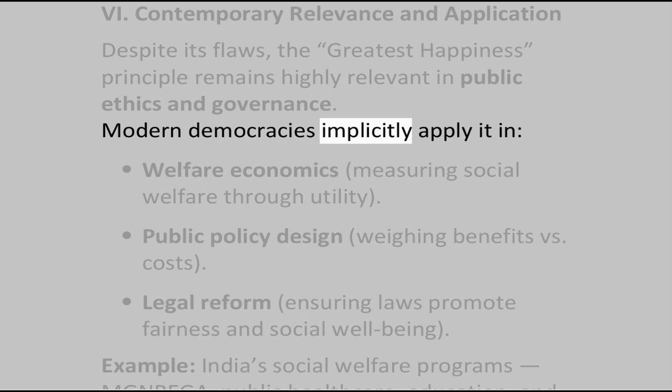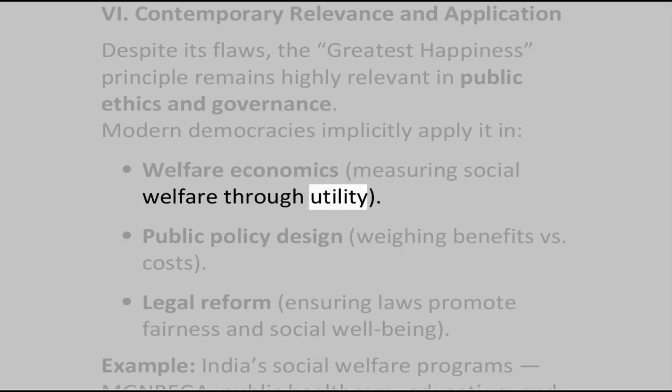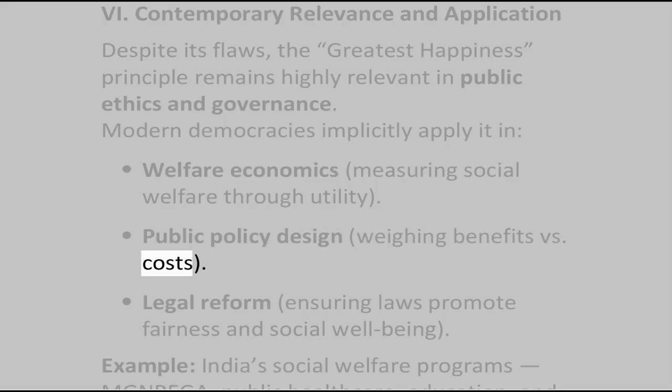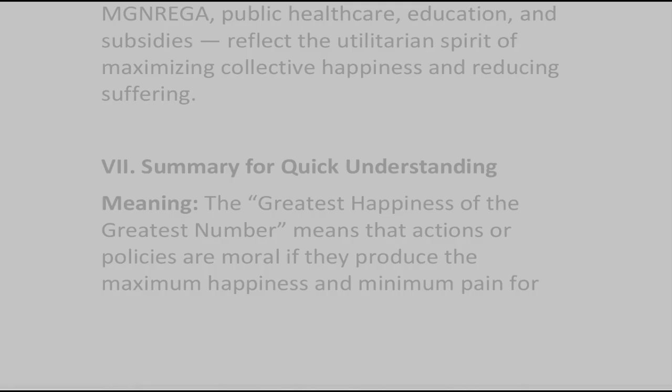Modern democracies implicitly apply it in welfare economics, measuring social welfare through utility. Public policy design, weighing benefits versus costs. Legal reform, ensuring laws promote fairness and social well-being. Example: India's social welfare programs, MNREGA, public health care, education, and subsidies reflect the utilitarian spirit of maximizing collective happiness and reducing suffering.